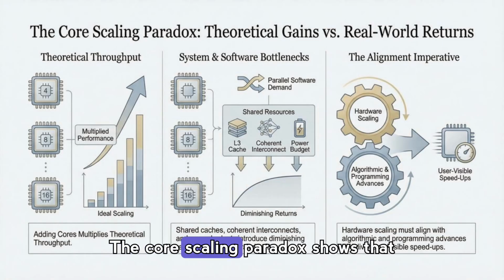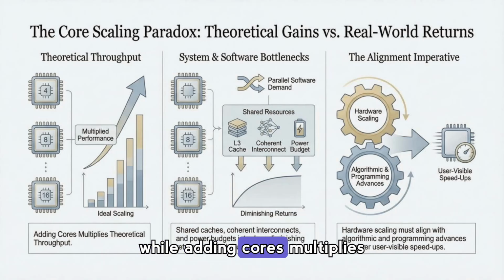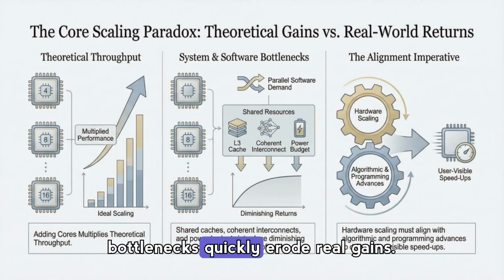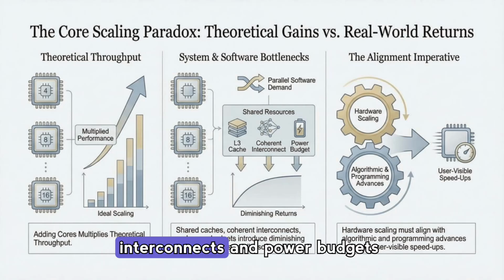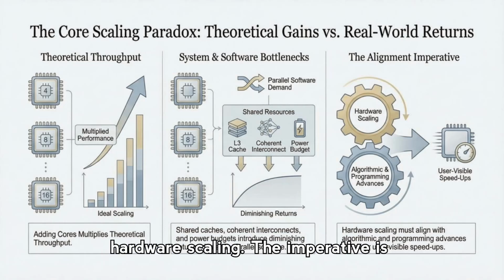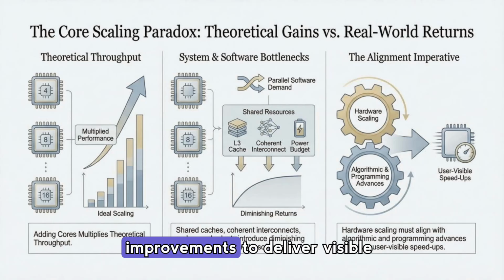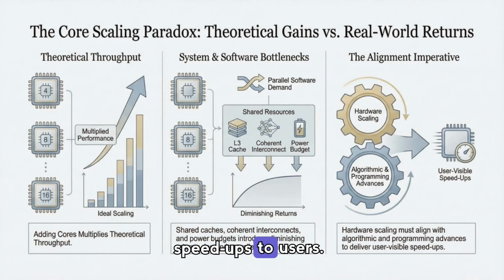The core scaling paradox shows that while adding cores multiplies theoretical throughput, system bottlenecks quickly erode real gains. Shared caches, coherent interconnects, and power budgets introduce diminishing returns unless software is parallelized to match hardware scaling. The imperative is clear. Hardware advances must align with algorithmic and programming improvements to deliver visible speed-ups to users.